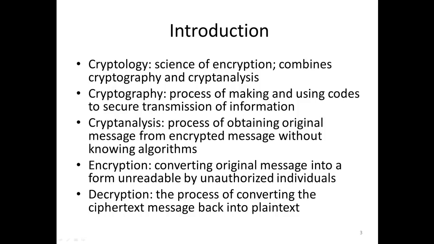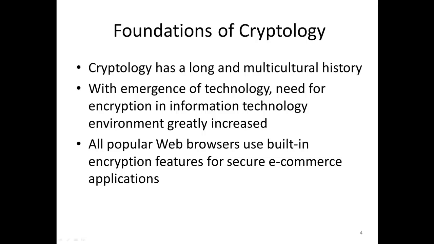The science of encryption, sometimes referred to as cryptography, encompasses cryptography and then cryptanalysis, which is the process of obtaining the original message, or plain text, from an encrypted message, sometimes referred to as ciphertext, without the knowledge of the algorithm and the keys used to perform the encryption. Again, cryptography has been around for a long time, with a multicultural history, and here are some things that you should be aware of as far as terminology.